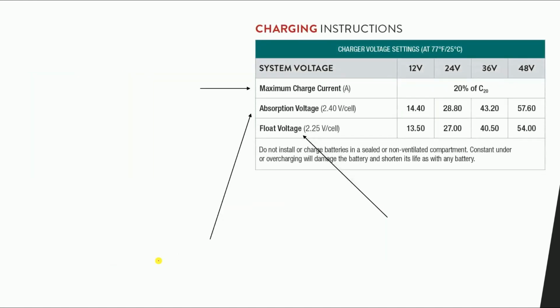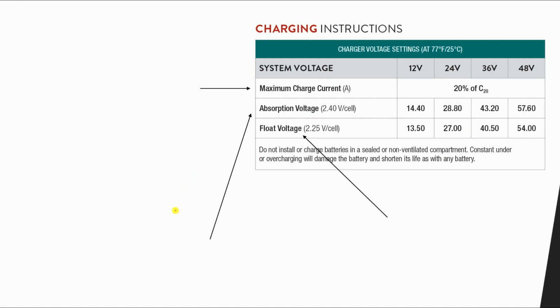Now the next one, which is the charging instructions. This is really important. Why? Because we talked about this before. We talked about the charging cycle of lead acid batteries and lithium ion batteries inside our course for solar energy. These values, which you will find in the datasheet itself, are really important for the voltage settings of the charge controller.